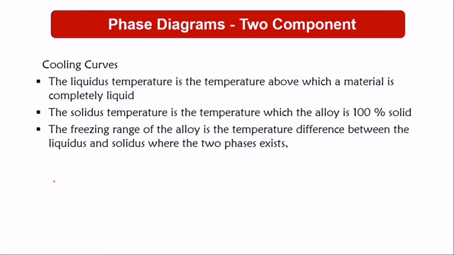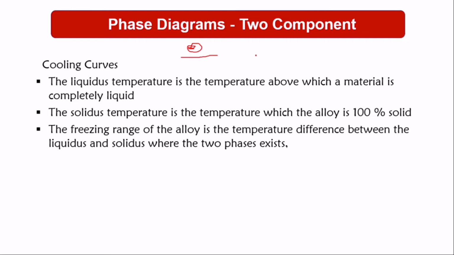Because I'm doing the cooling curve, so cooling curves deal with liquidus and solidus. Let's try to explain what is solidus temperature and liquidus temperature. When we talk about liquidus temperature, it is the temperature above which a material is completely liquid. So it means that, let's say this is a line and this is the liquidus temperature, here there are only liquids, only liquid that you can find here. The same applies to solidus. It's the temperature below which the alloy is 100% solid.